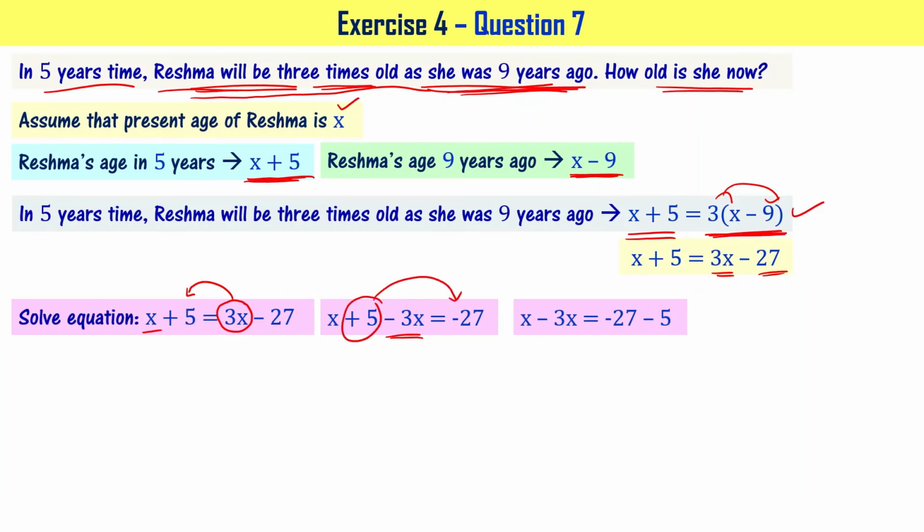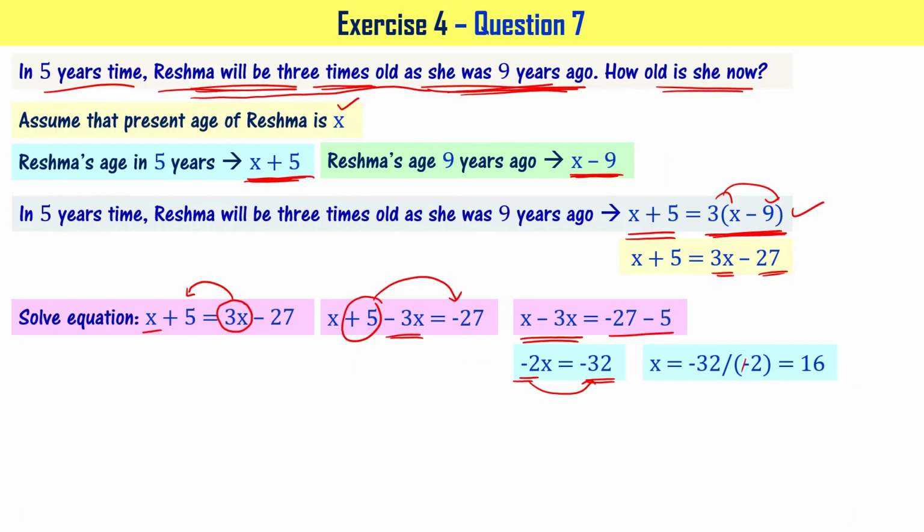Now the equation I have is x minus 3x equal to minus 27 minus 5, right? x minus 3x is minus 2x and minus 27 minus 5 is minus 32, right? Now let me transpose this minus 2 to the other side. When I do that, it is going to divide minus 32, so that x can be written as x equal to minus 32 divided by minus 2.